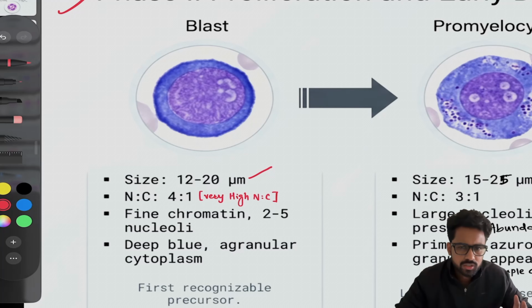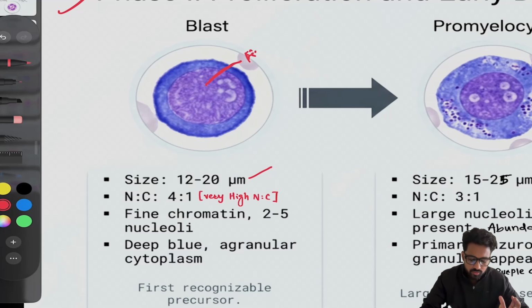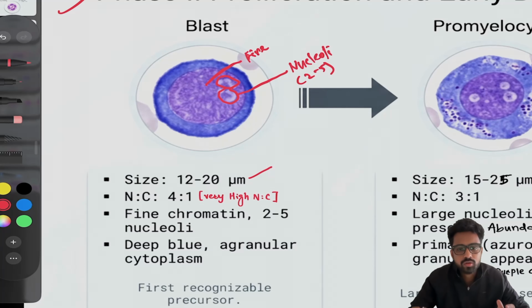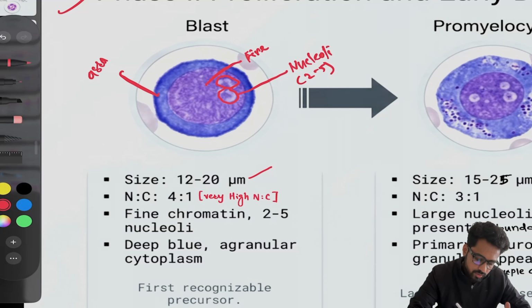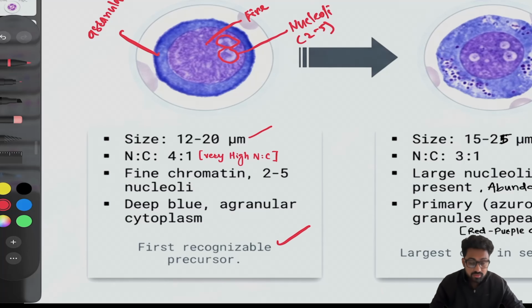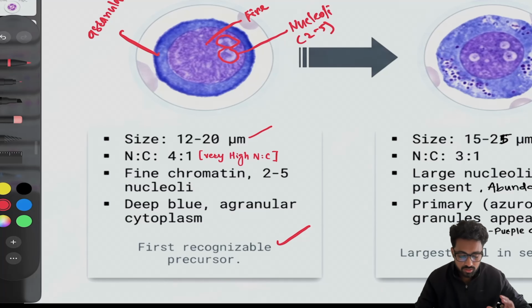That is approximately 4:1. Fine chromatin is there, you can see in the image. This is a fine chromatin, and you can appreciate 2 to 5 nucleoli. These are the nucleoli in the blast. You can see 2 to 5 nucleoli in myeloblast. The cytoplasm is deep blue in color and agranular. Very important point: this is an agranular cytoplasm. There are no granules and it is deeply basophilic, as you can see. This is the first recognizable precursor in the immature series, blast.